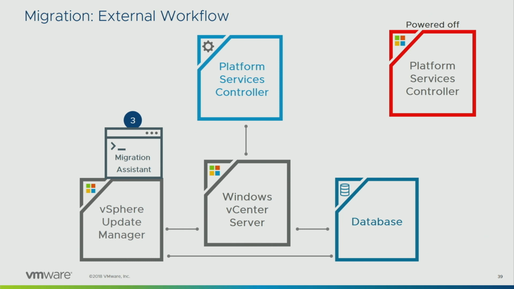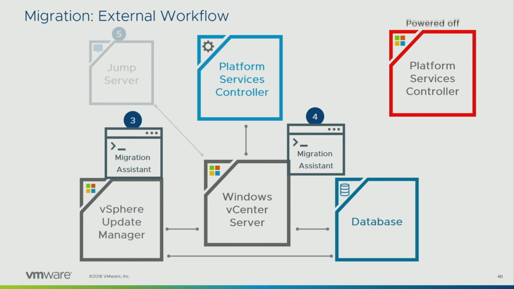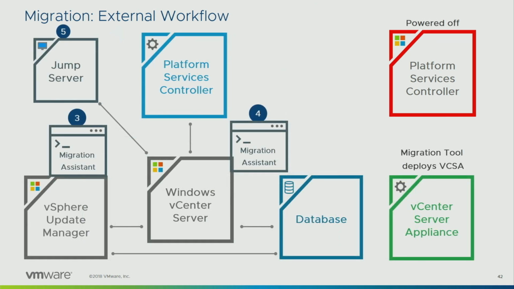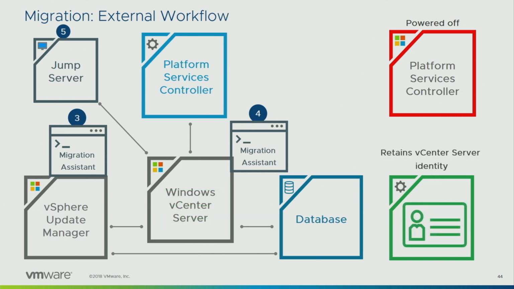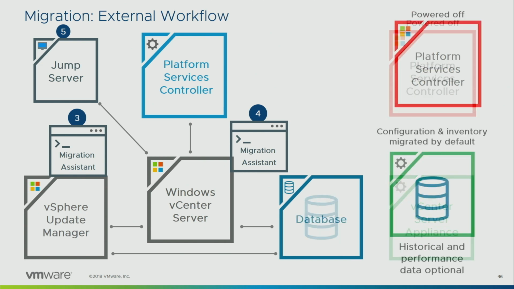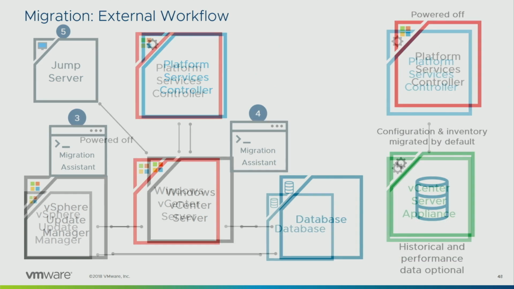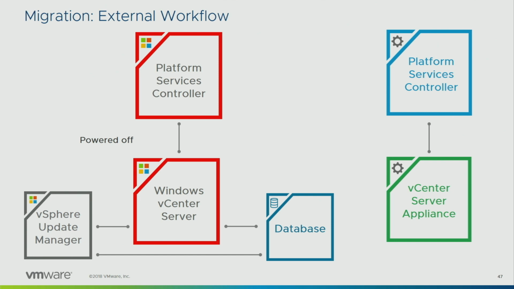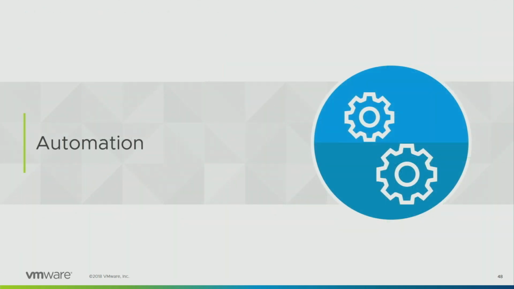So now that we've covered the platform services controller, we're going to do the same thing for the vCenter server. But since we have an external Update Manager, we're going to run the migration assistant there. Then we're going to run it on vCenter server. Now we're going to go to our jump box and run the migration tool. It's deployed an appliance for us. We're going to bring over that identity. The config and everything comes over again. And now we have our platform services controller and our vCenter server working just like they were in the Windows days, but now they're appliances, and the old ones are turned off.